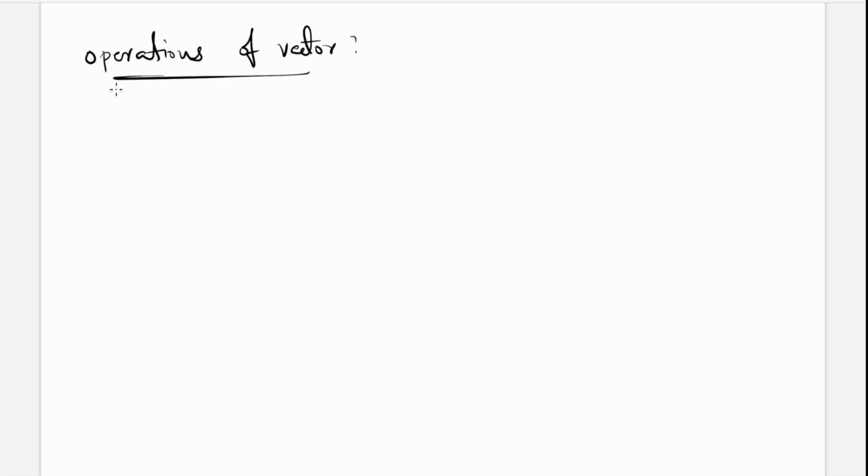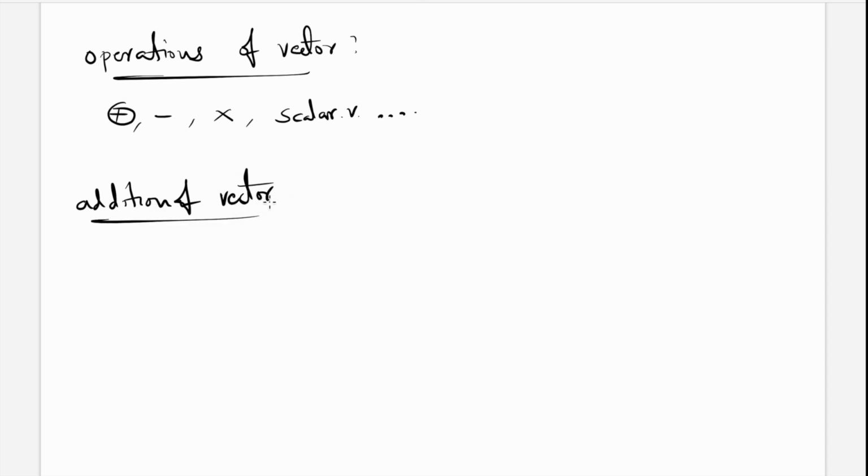After completing that, I'm going to cover the operations of vectors. We have addition, subtraction, multiplication, and something known as scalar vector multiplication, and we're going to discuss a lot more as we go further. First of all, we're going to cover the addition of vectors.